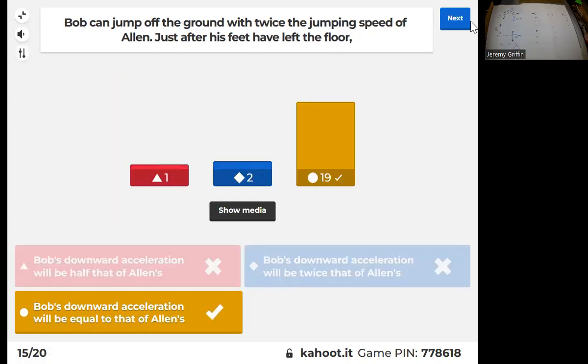Yeah, same acceleration. Once your feet have left the floor, you're in free fall. If you're in free fall, your downward acceleration is 10 meters per second squared. There you go.